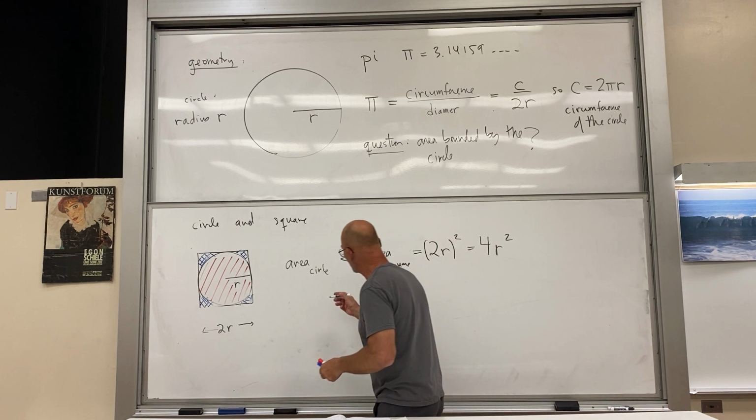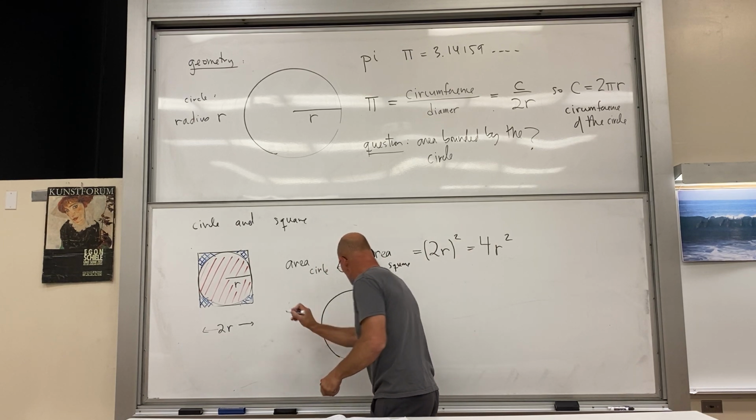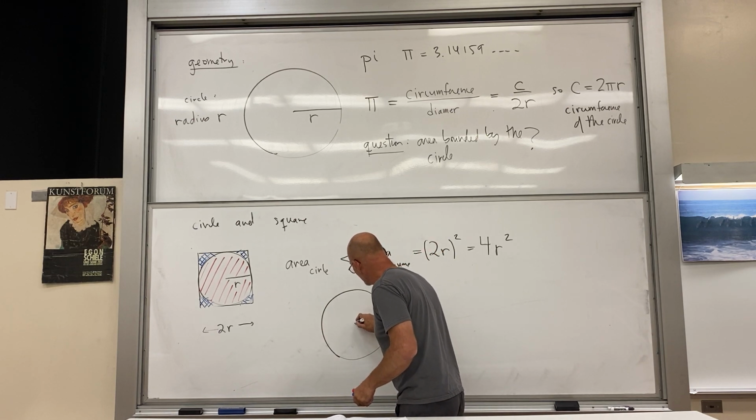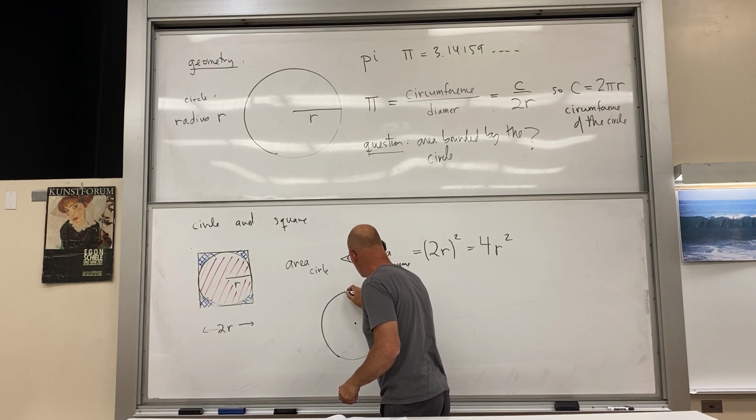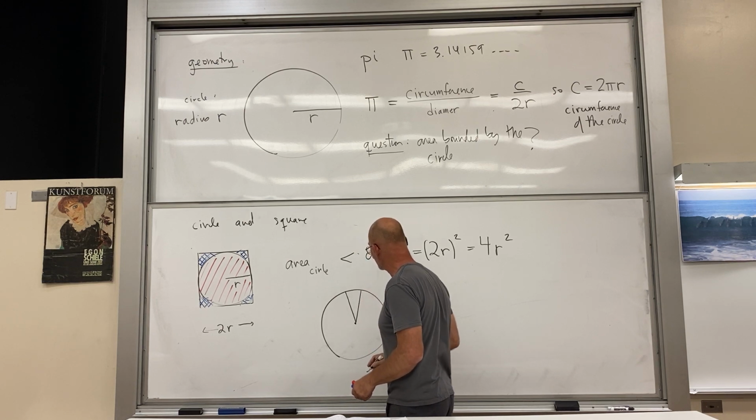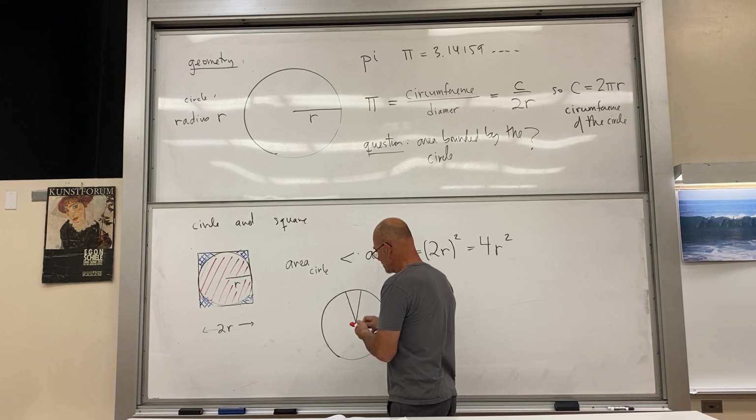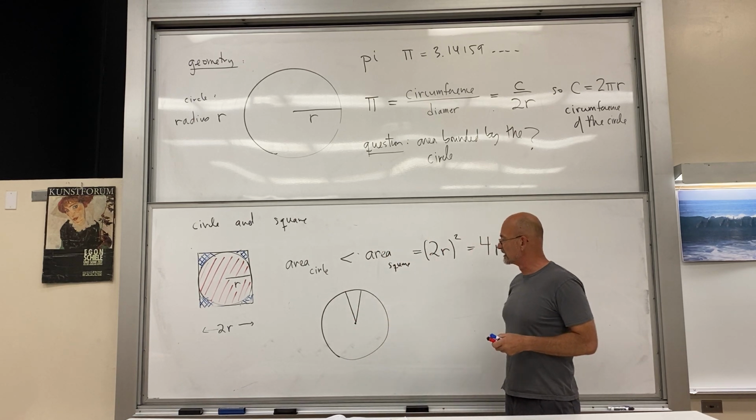So let's draw another circle. There's the center, and we're going to do the following. We're going to draw a triangle here, like a slice of pizza, and a larger one would be nice, but this will be fine.